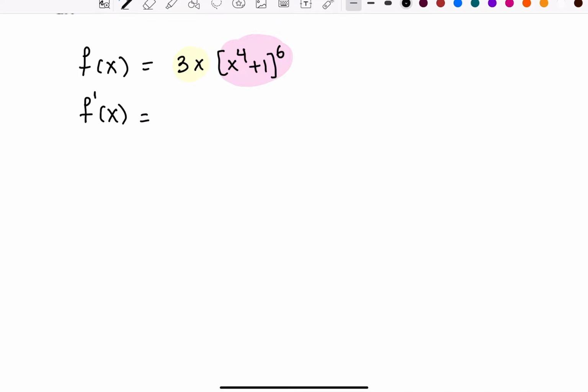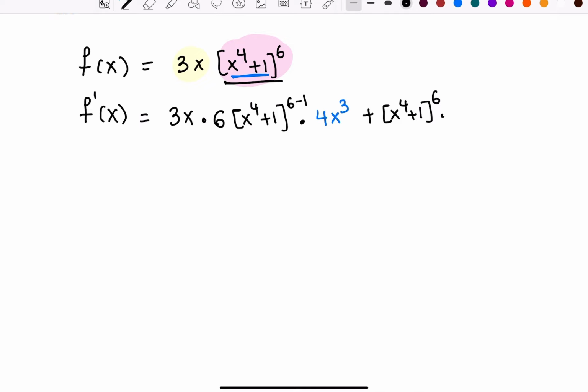Again, you bring down your first function and find the derivative of the second. 3x times 6 (x^4 + 1) to the power 6 minus 1, times the derivative of x^4 + 1, which is 4x cubed, plus the second function, which is (x^4 + 1) to the power 6, times the derivative of the first function, which is 3.